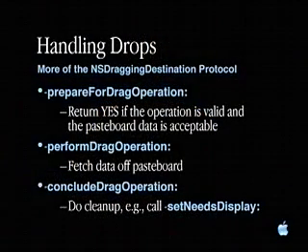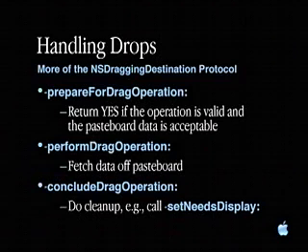Now, if the user actually does drop something, your drop target will be sent a sequence of methods: prepare for drag operation, perform drag operation, and conclude drag operation. If everything goes well, all three of them will be sent. So you're wondering, why are there three of them? Why isn't it just one method?